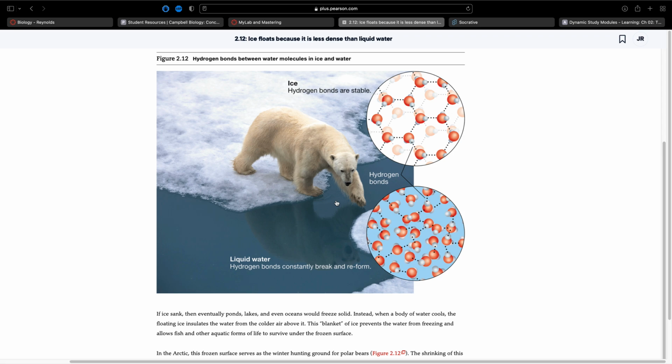So having it form at the top provides an insulation barrier. You know, the Eskimos, they build their igloos out of ice blocks, and then they can live inside of the ice walls, and it's nice and warm. So the fish and the animals, as long as there's food down there at the bottom of the ocean, bottom of the lake, they can feed during the cold winter.